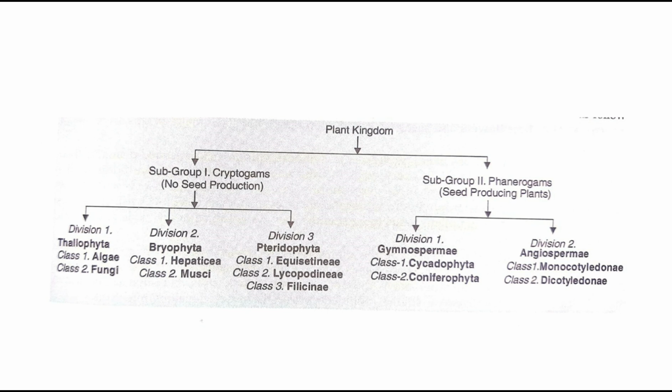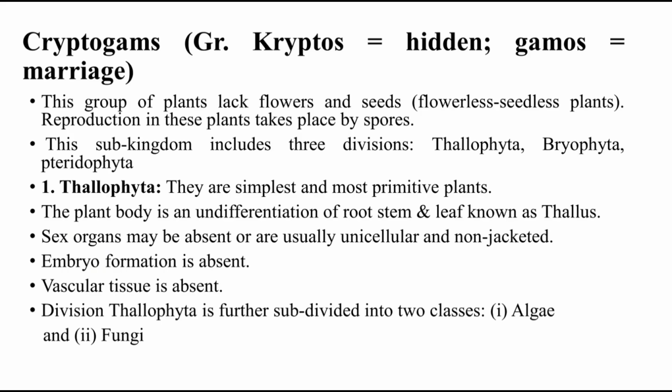Then Bryophyta is again divided into many classes. Pteridophyta also has many classes. Gymnosperms and angiosperms also have classes. Under angiosperms, dicot and monocot plants are present. So what are cryptogams? This group of plants lacks flowers and seeds. So these are flowerless and seedless plants.